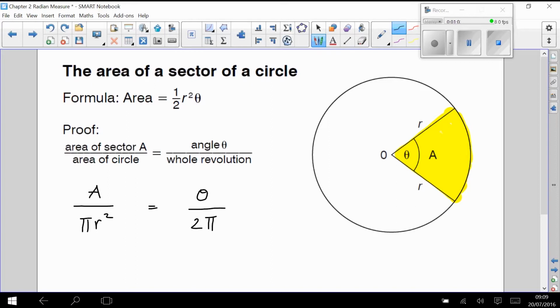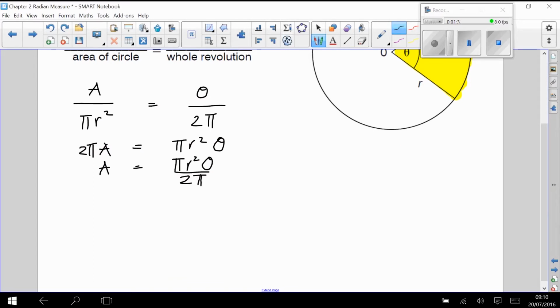Now, clearly, if I want to find the area of the sector, I'm just going to cross multiply and make sure that the area is on its own. In other words, I have 2 pi times the area, which is going to be equal to pi r squared times theta. Dividing both sides by 2 pi, I get pi r squared times theta all divided by 2 pi, which gives me the actual formula for the area of a sector, which is r squared times theta all over 2.